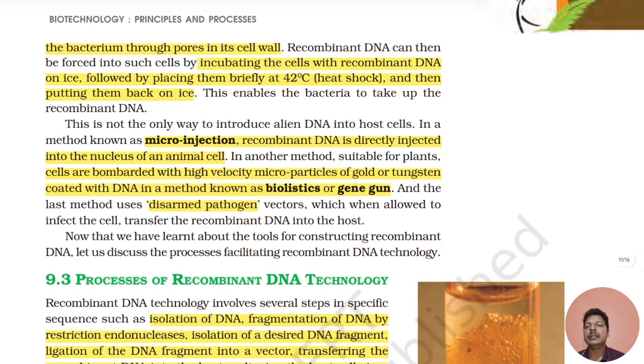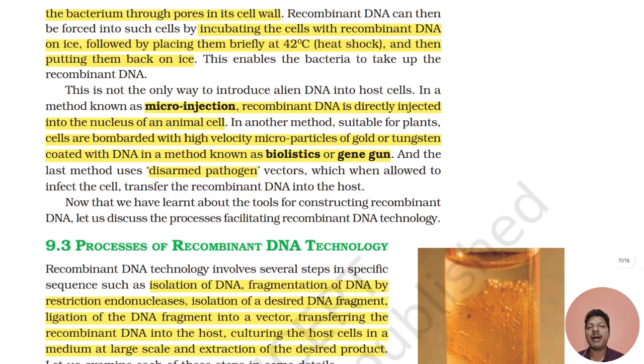This is not the only way to introduce alien DNA into the host cell. Some more methods are there, that is microinjection. Recombinant DNA is directly injected into the nucleus of the animal cell. You have already seen that diagram. Then gene gun or biolistics is there. Then also the last method, disarmed pathogens.